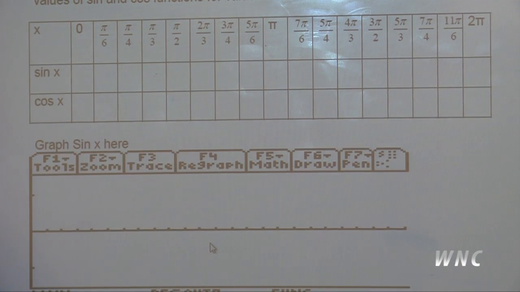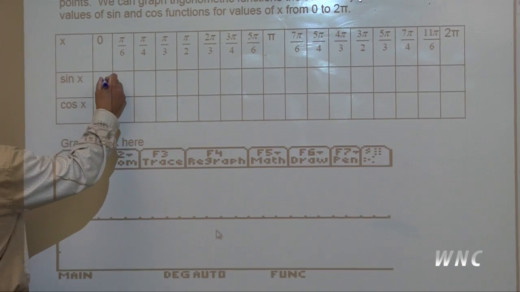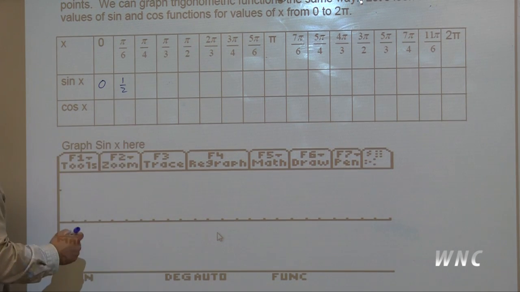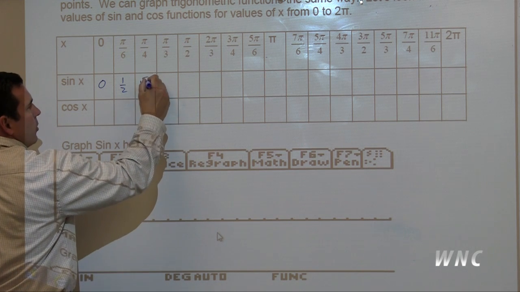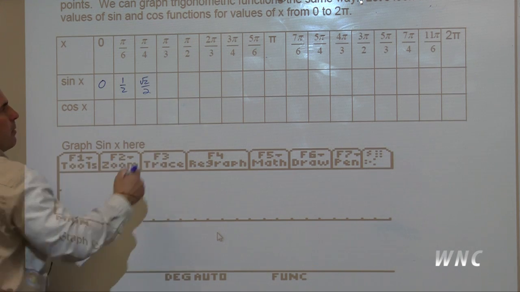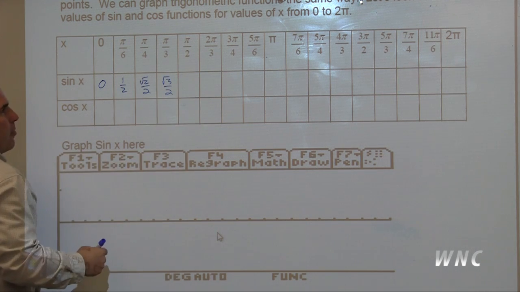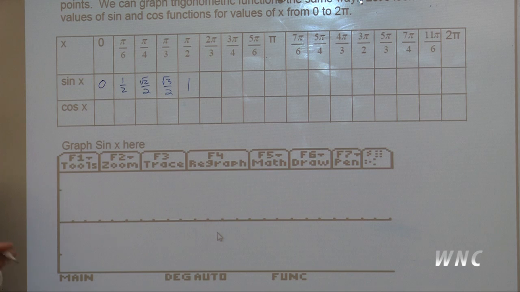First of all, sine of 0 is 0. Sine of pi over 6 is going to be 1/2. Sine of pi over 4 is square root of 2 over 2. Sine of pi over 3 is square root of 3 over 2. And sine of pi over 2 is 1. Now the biggest sine is going to produce is 1.